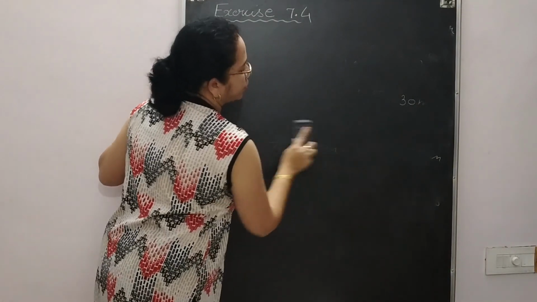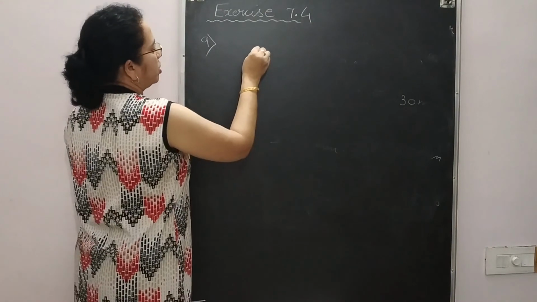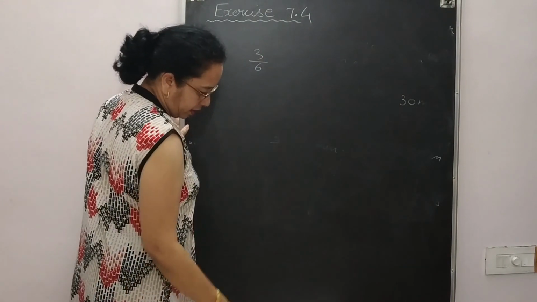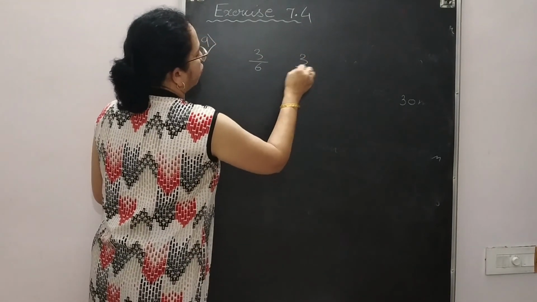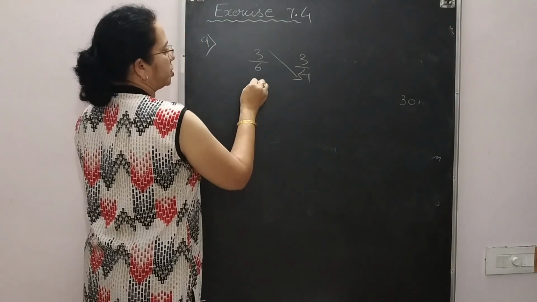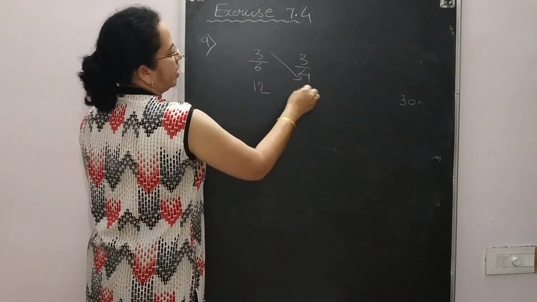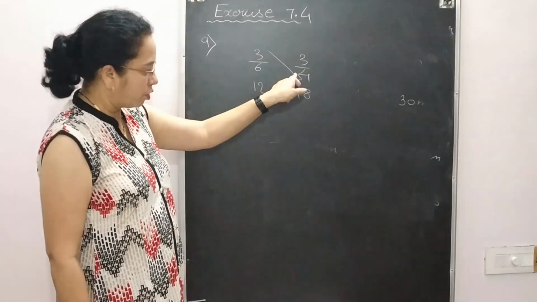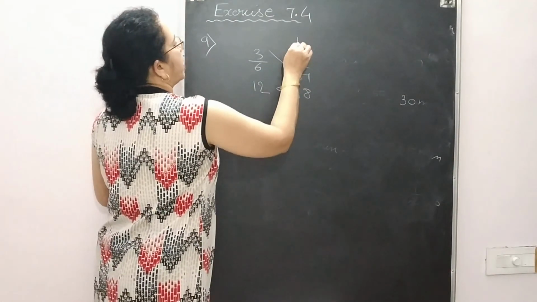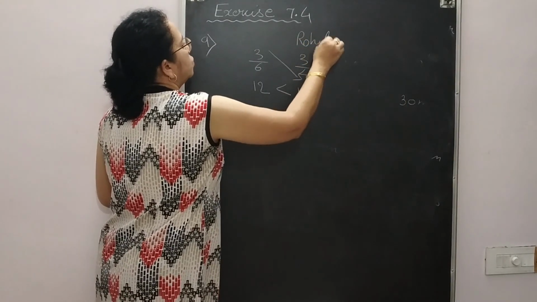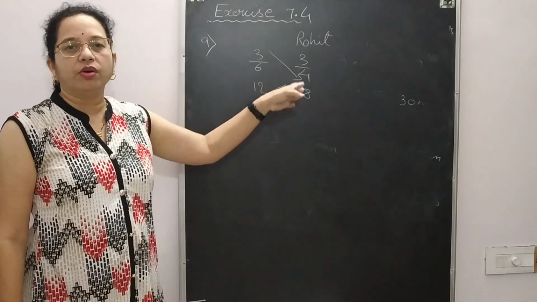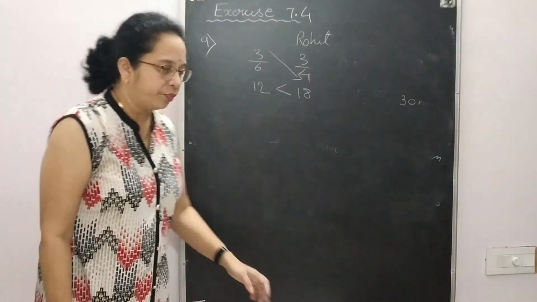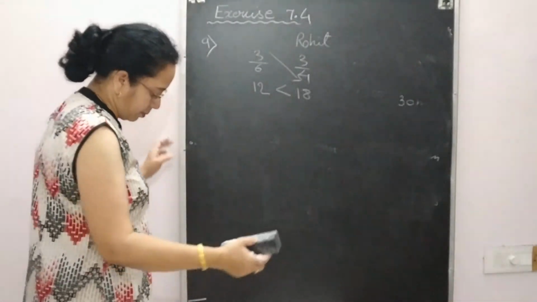Same thing you can do by fraction also. What is the fraction? 3 upon 6 and here it is given 3 upon 4. You can do cross multiplication. 4 3s are 12, 6 3s are 18, 18 is greater. So 3 upon 4 is greater. This much time is taken by Rohit. So who exercised for a longer time? Rohit exercised for a longer time. This is also the one way to solve the sum.